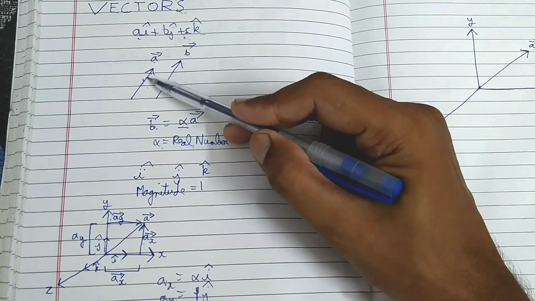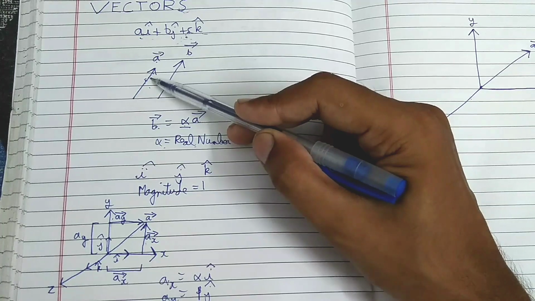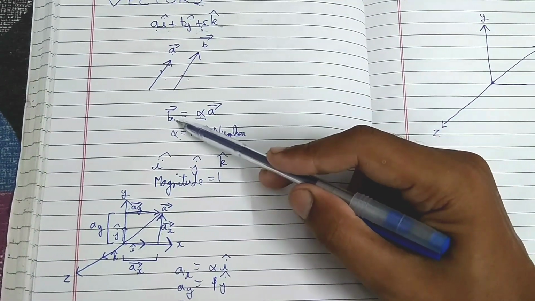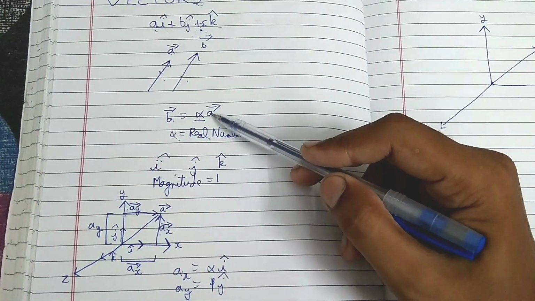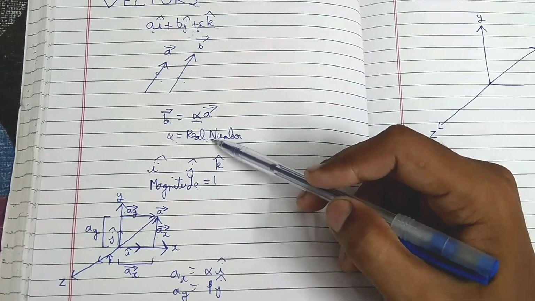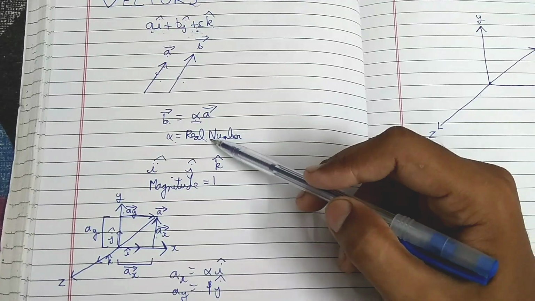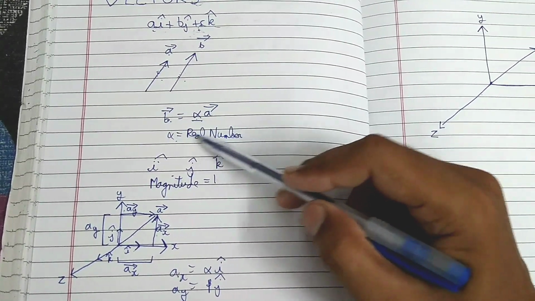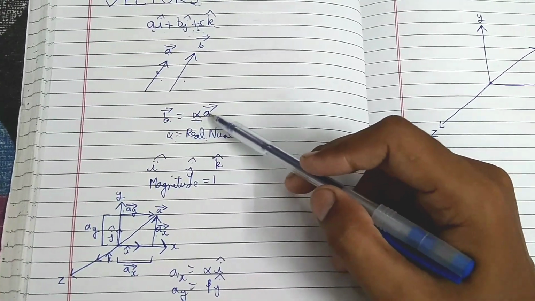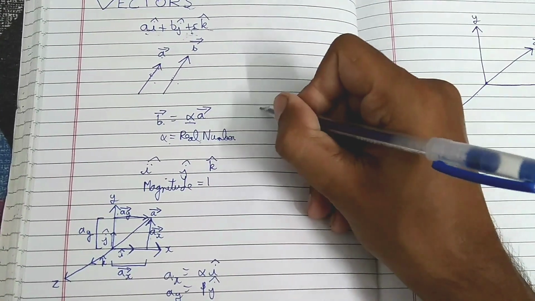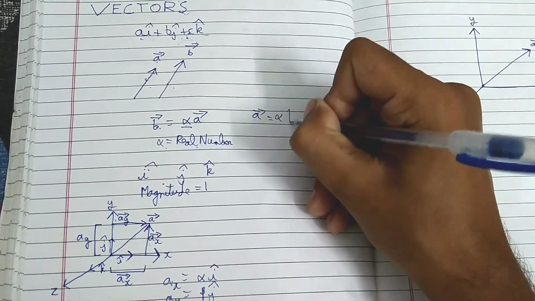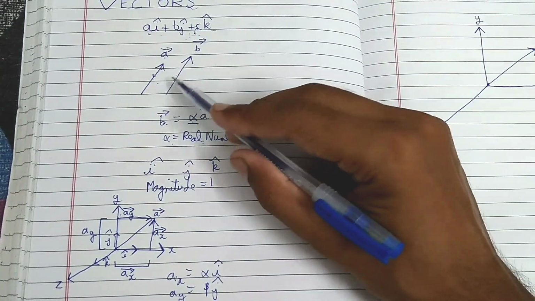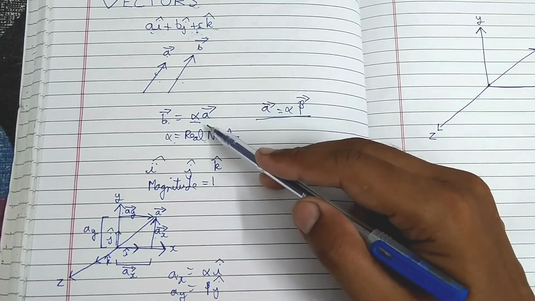If I have any two parallel vectors, like you can see I have these parallel vectors a and b, I can write b is equal to alpha times a. Alpha is any real number. A real number can be fractional also, like 0.5, 3 by 4, 7, 9, 10, any number. Or also I can write a is equal to alpha times b. This is because they are parallel.